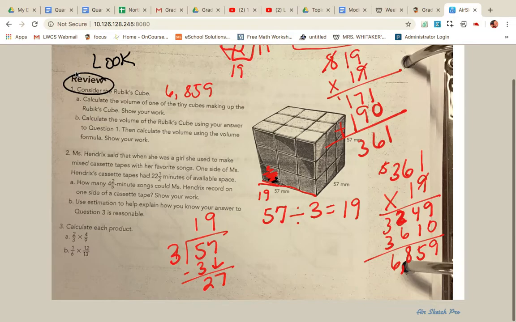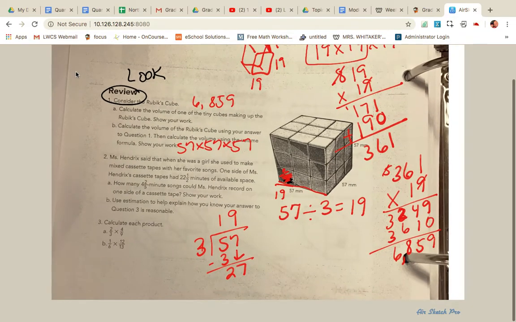Then it says calculate the volume of the cube using your answer to question 1. Then calculate the volume using the volume formula. Show your work. So we did that one. Now we're going to do the volume of the whole cube, which will be 57 times 57 times 57.